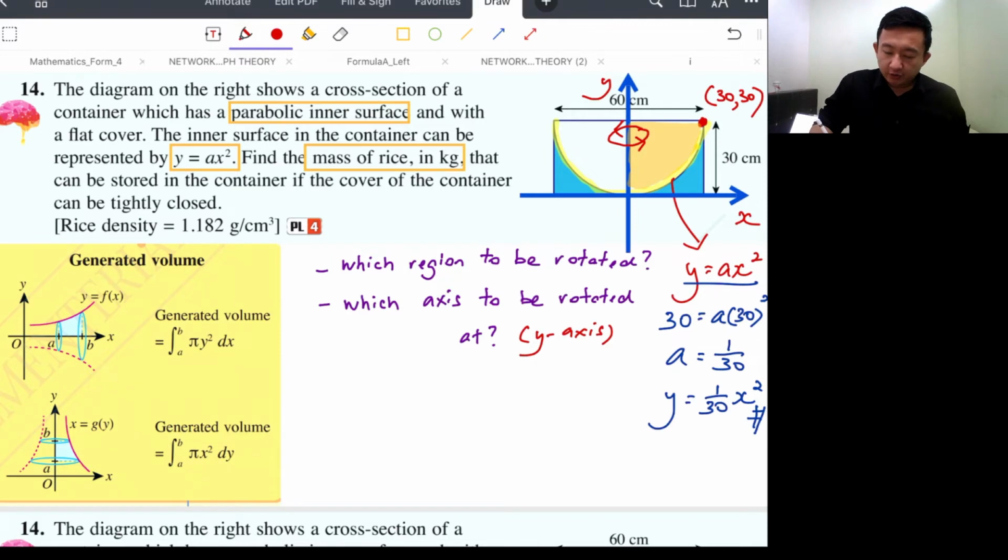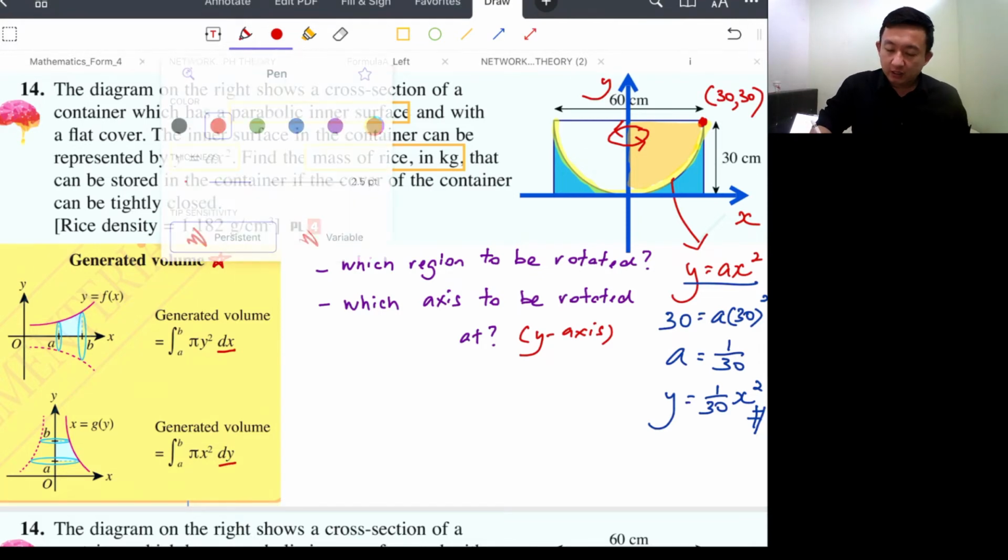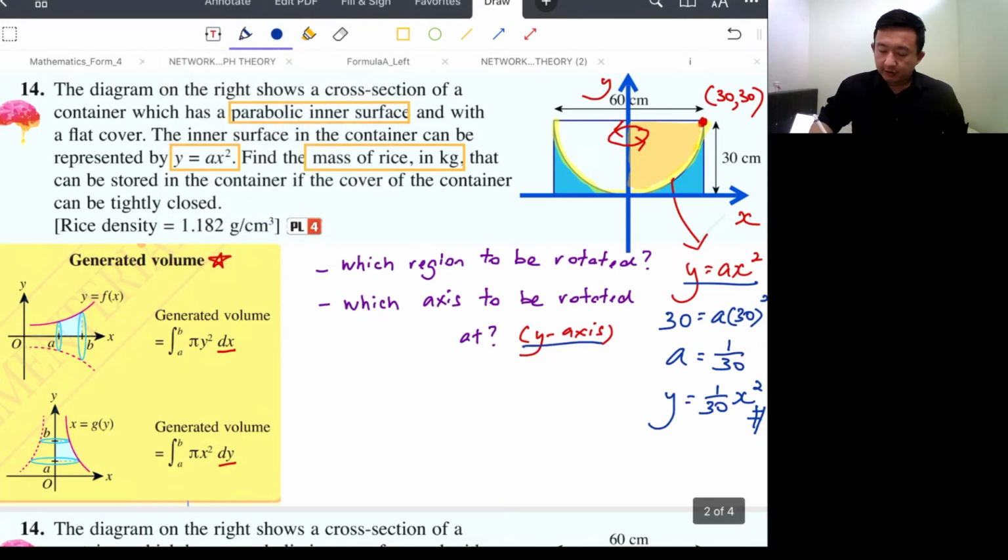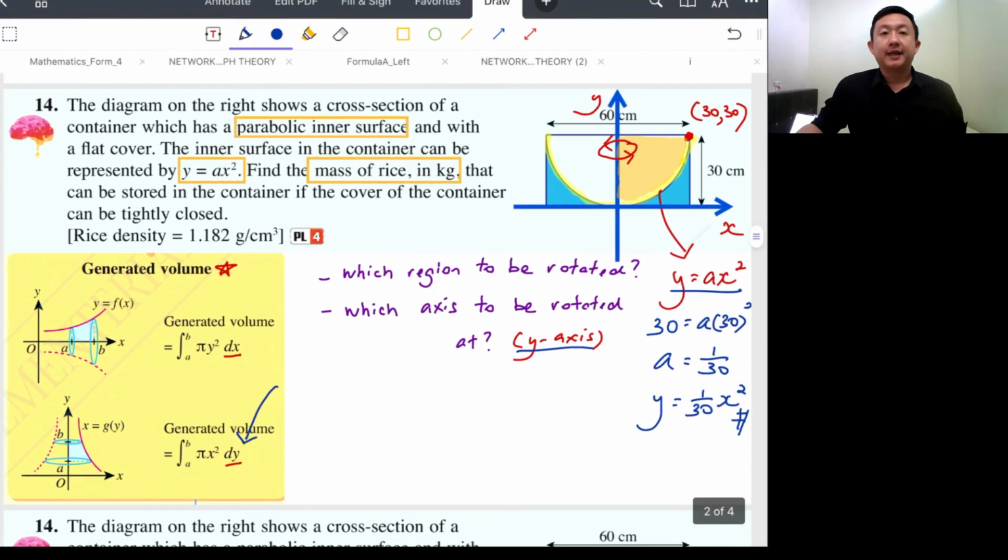Then pay attention to this formula for generated volume, dx and dy. Remember, when you rotate along the y-axis, you go for dy, as simple as that. When you go for dy, that would be x squared. When you go for dx, there will be y squared. Remember, this is the concept.